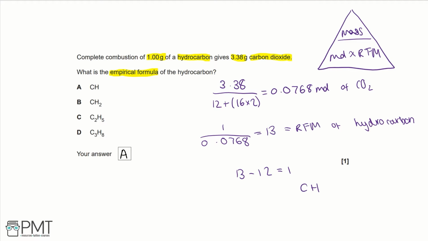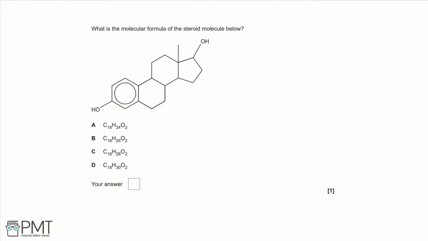What is the molecular formula of the steroid molecule below? A. C18H24O2. B. C18H26O2. C. C18H28O2. Or D. C18H30O2. So we need to look at in this question that the only thing that's changing in our multiple choice options is the number of hydrogens.